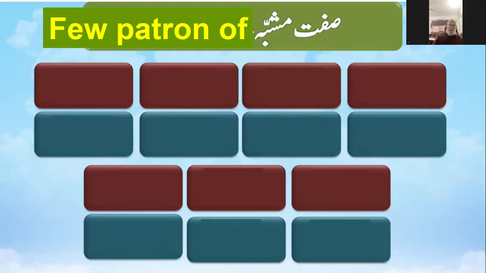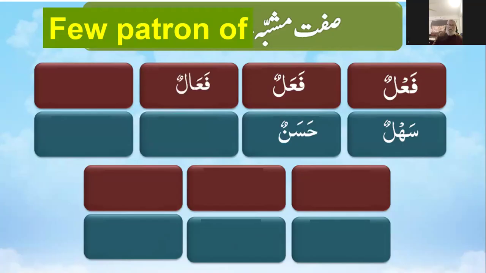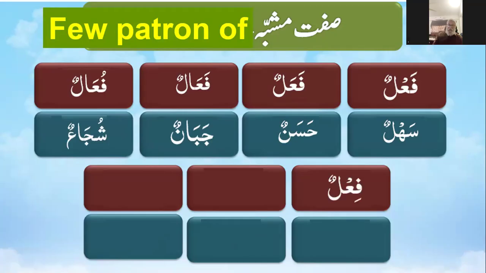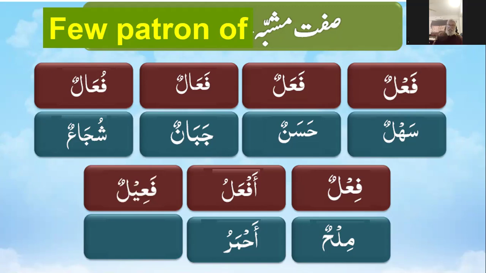Now, a few patterns of the sifa mushabba: fa'alun, like sahlun; fa'alun, hasanun; fa'alun, jabalun; fu'alun, shuja'un; fa'ilun, malihun; af'alu, ahmaru; fa'ilun, karim.